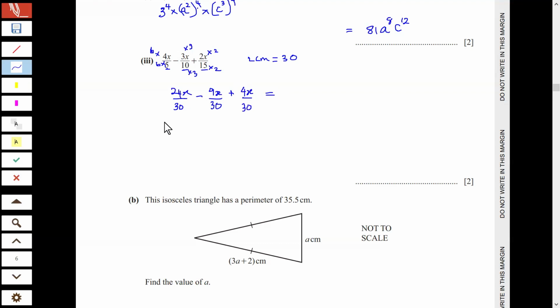So now, since the denominators are common, they're now the same, we can go ahead and simplify by saying 24x minus 9x plus 4x, and this gives us 19x over 30. So the final answer here is 19x over 30. So that's it for question A.